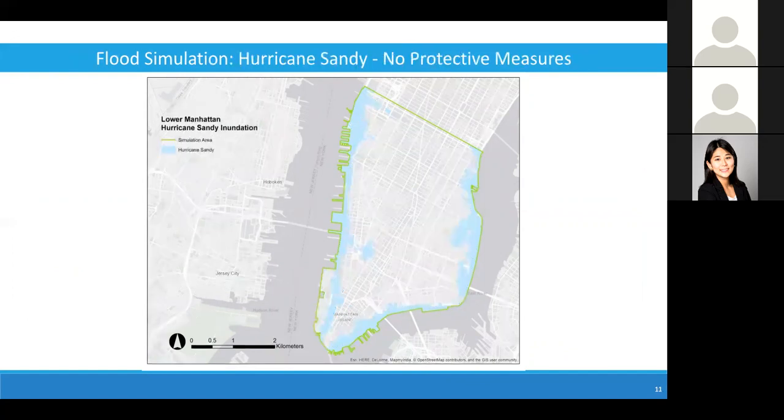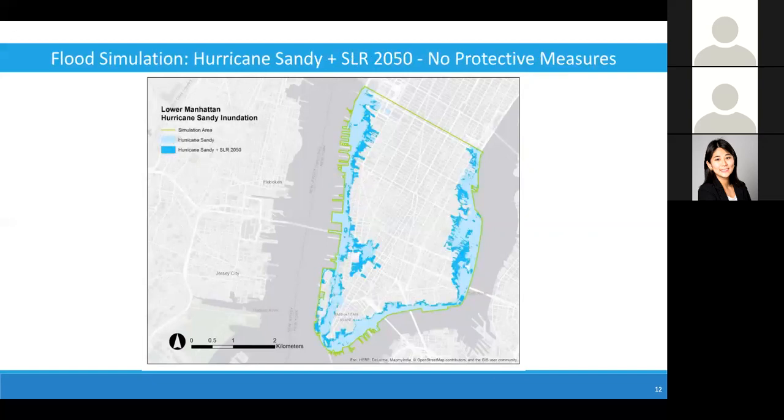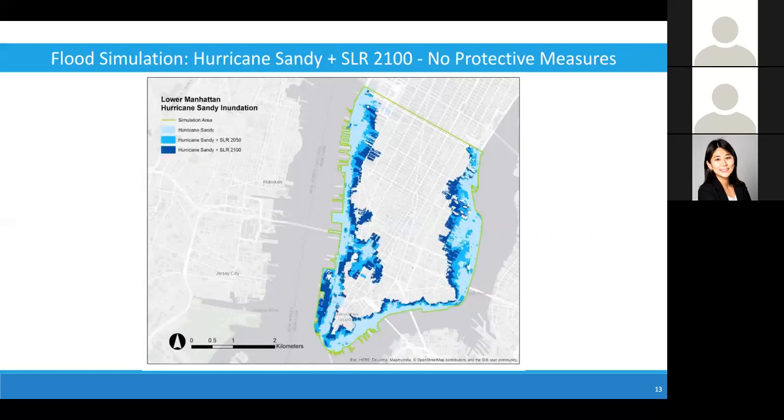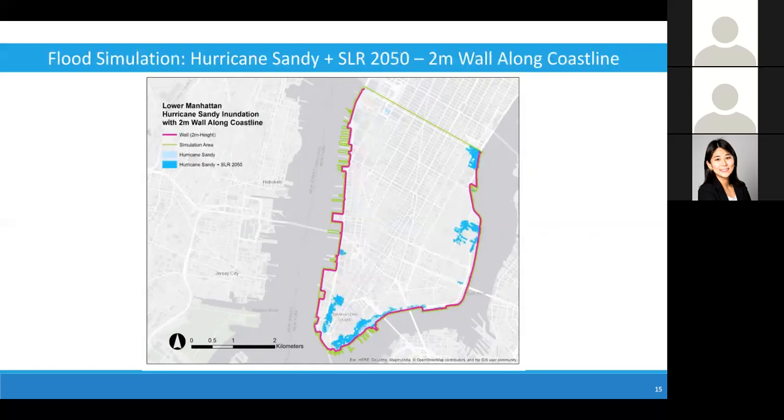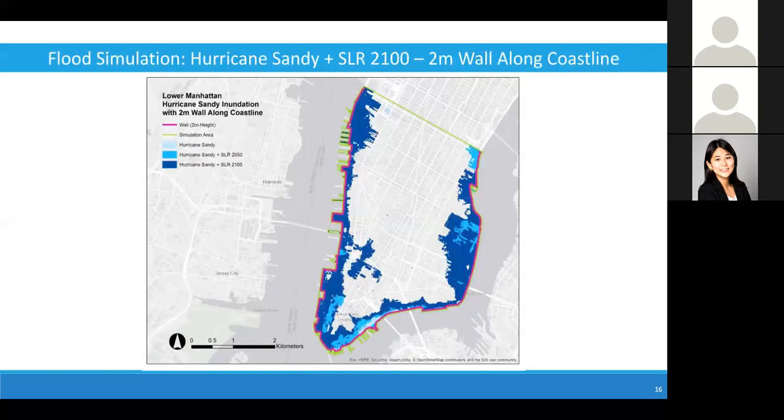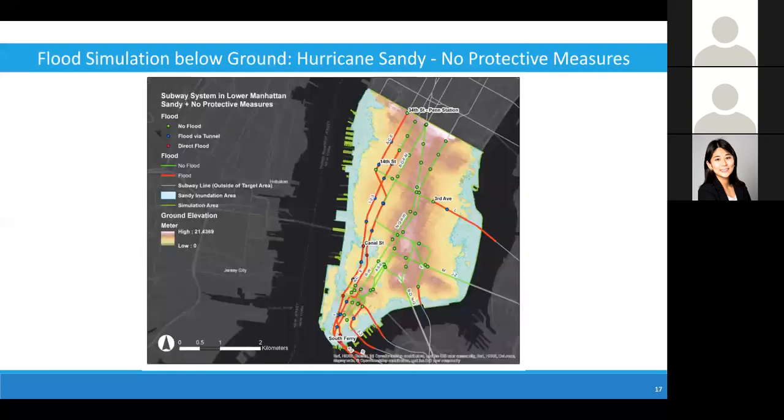In another computation scenario, Hurricane Sandy without any protective measures in the 2050s and 2100, we can see the inundation area expanded. And if we have a wall, like a 2-meter height wall along the coastline, colored in red here, in the 2050s and 2100, we actually still experience pretty massive flooding.